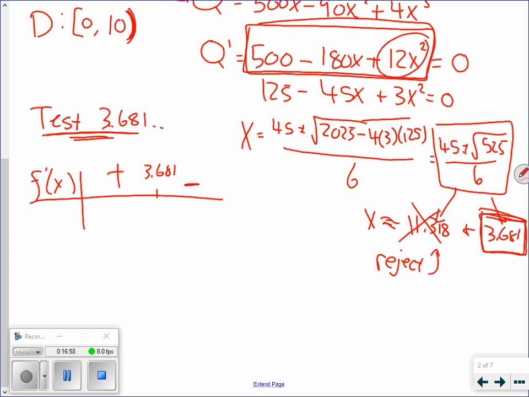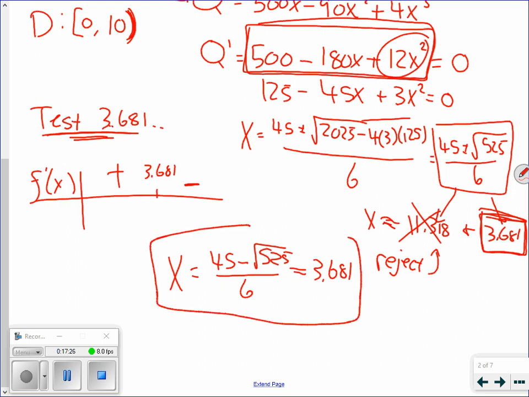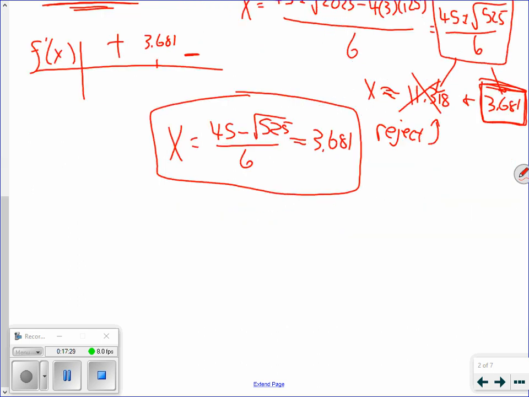Okay. So it says find how large our cutout squares should be so that the box has a maximum value. So in this case, those lengths need to be approximately 3.681 inches. To give the exact value, it'll be 45 minus the square root of 525 over 6, which is approximately 3.681. So having that cutout of a square is going to result in our maximum volume. We figured that out. We maximized it.